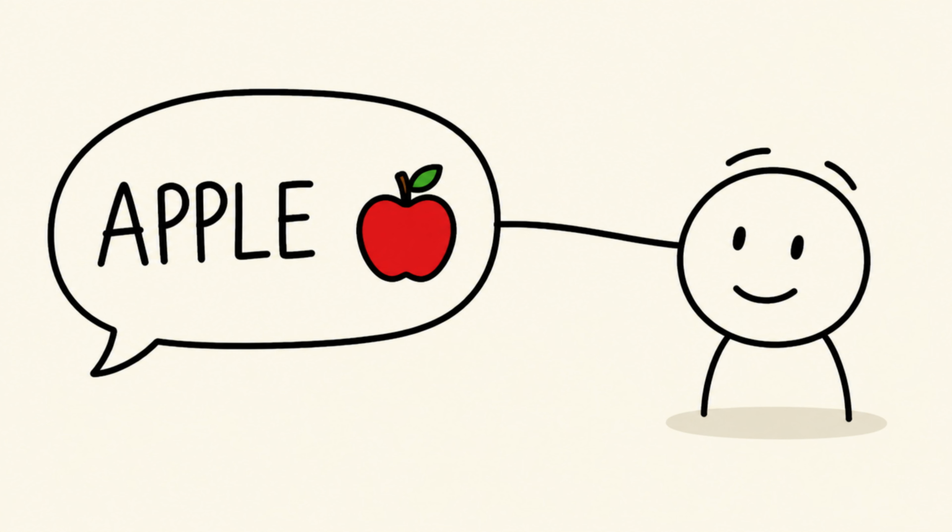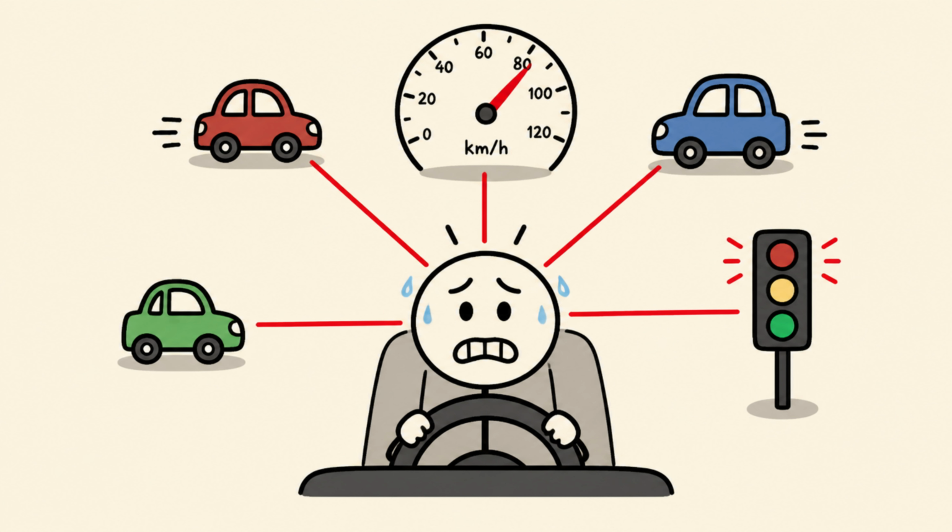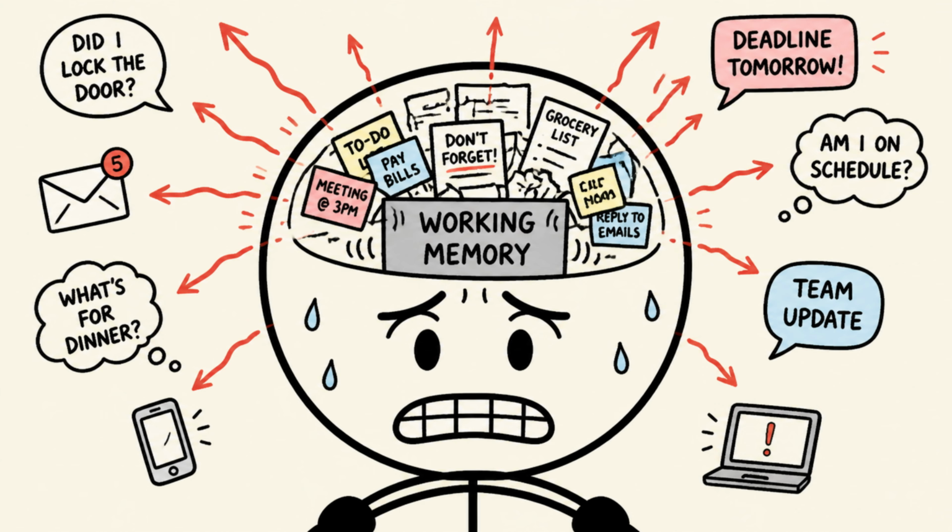Learning the vocabulary word for apple in a new language is low in element interactivity. You can learn it on its own. Learning to drive a car in heavy traffic is extremely high in element interactivity because you have to track your speed, the cars around you, the traffic signals, and your steering all simultaneously. The more elements that must be held in mind together, the heavier the load on working memory, even before we consider anything else about the task.